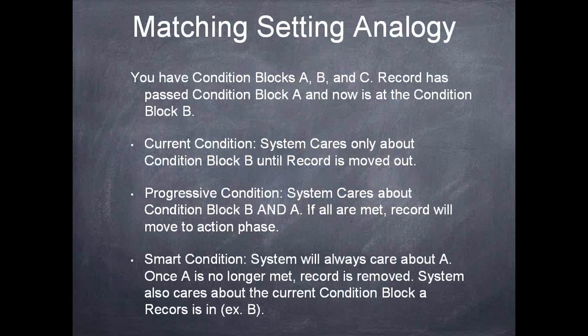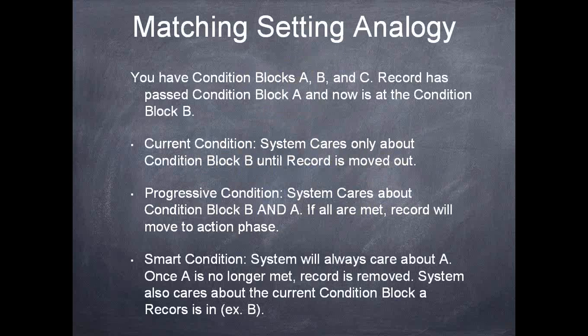For the three matching settings, I'm going to use an analogy of condition blocks A, B, and C. To clarify, for each example, the record will be located at condition block B. Condition blocks are separated by action blocks with weight connectors.